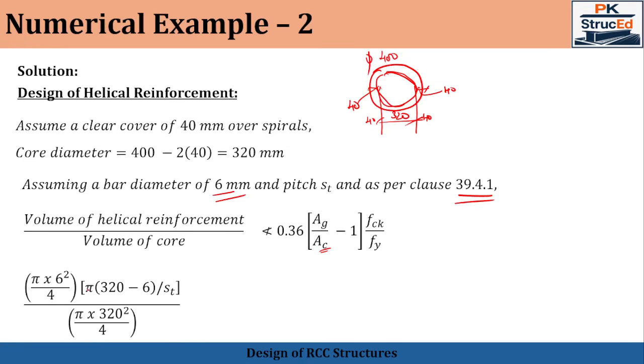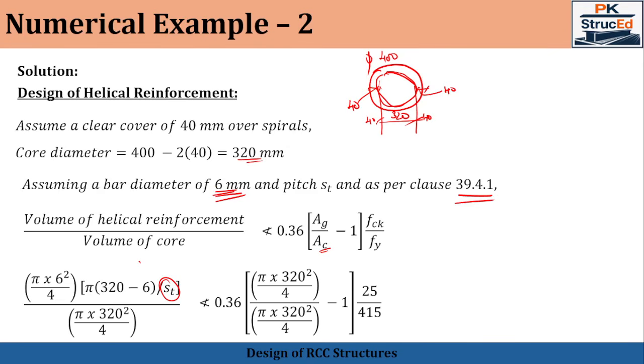The perimeter is pi into 320, the core dia that we have calculated, and now we need to find it with respect to the lateral ties. So, the lateral ties are given as 6 mm, on both sides 6 mm will be there, that is 6 by 2 plus 6 by 2, we will be getting 6, right? And this has been calculated over a spacing of ST. That is why divided by ST has been provided. And this should not be less than this condition.